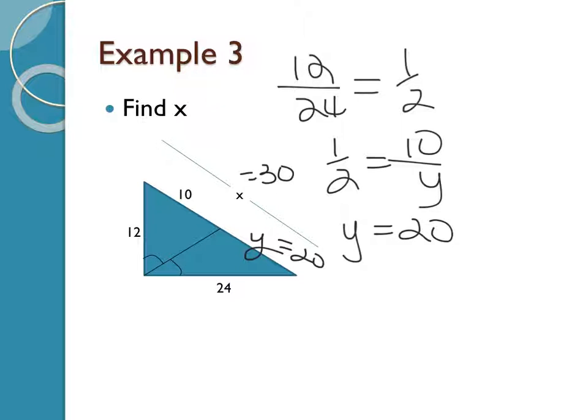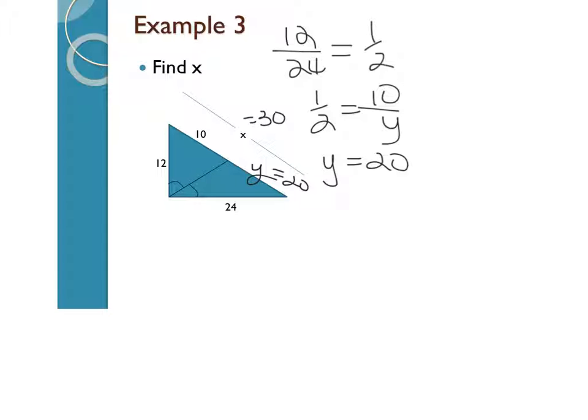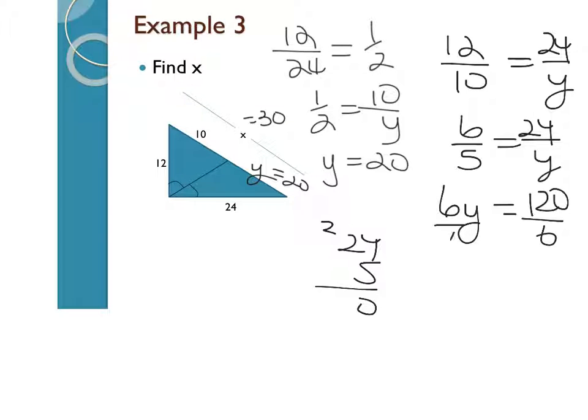Now, another way you could have gone about solving this is, let's just do this still with the y. You could have also done 12 over 10 equals 24 over y. Now, you can do like Michael did, and you can simplify this and make this 6 over 5. So you're not multiplying really big numbers. So then you would get 6y equals 24 times 5, 120. Again, divide and get 20 again.